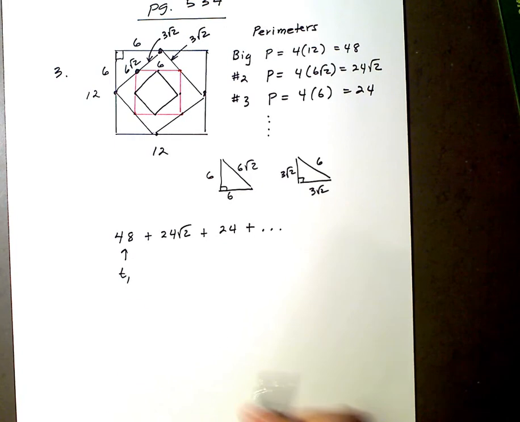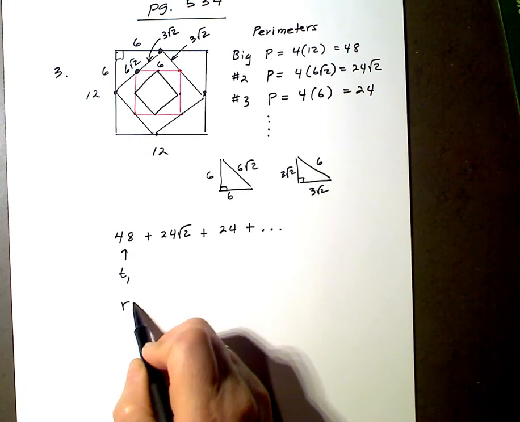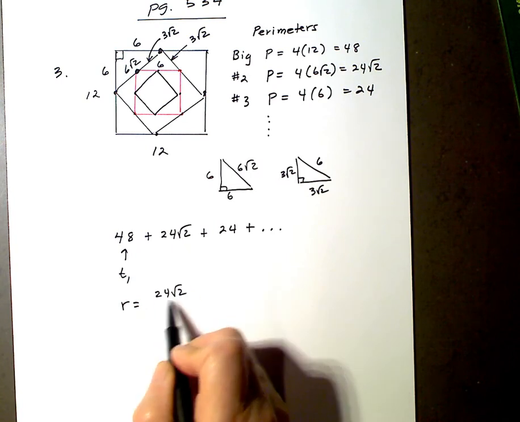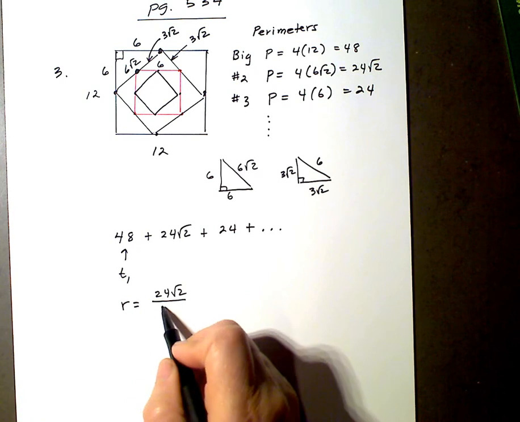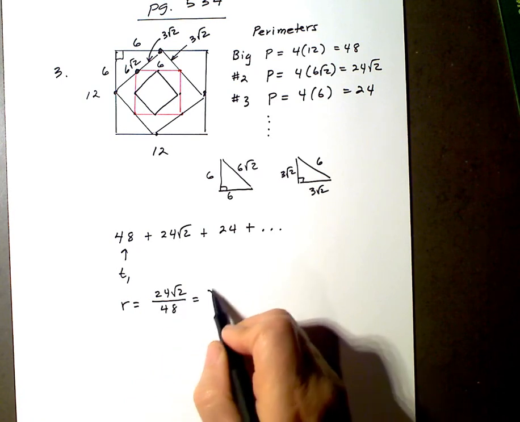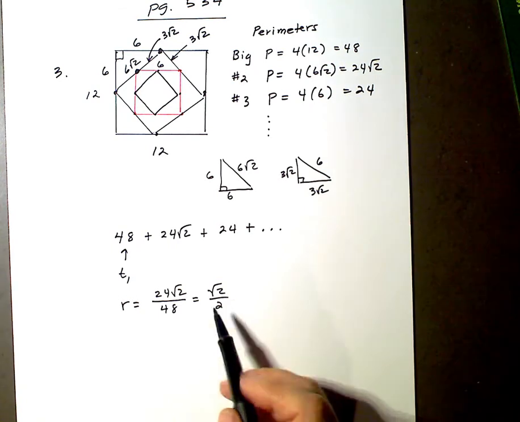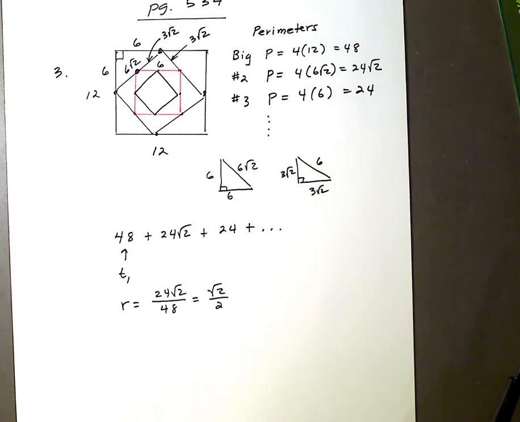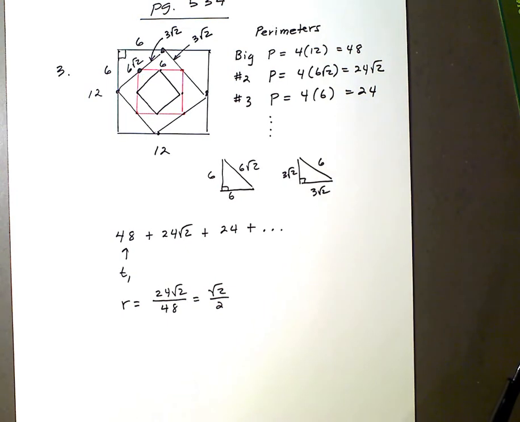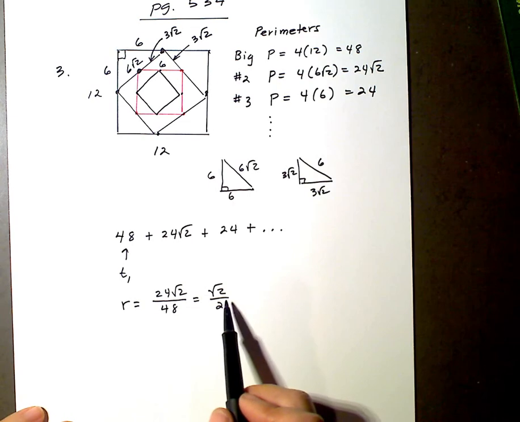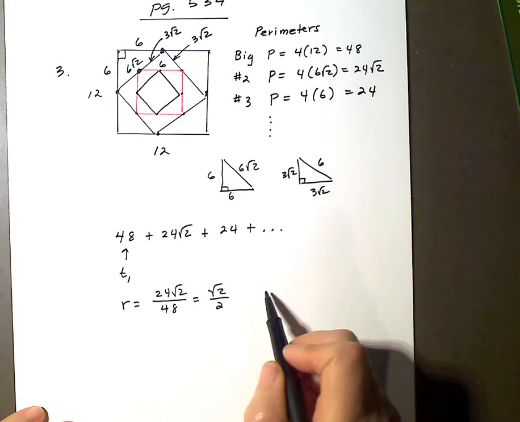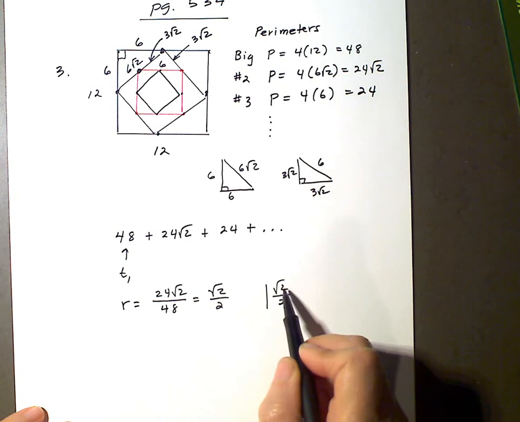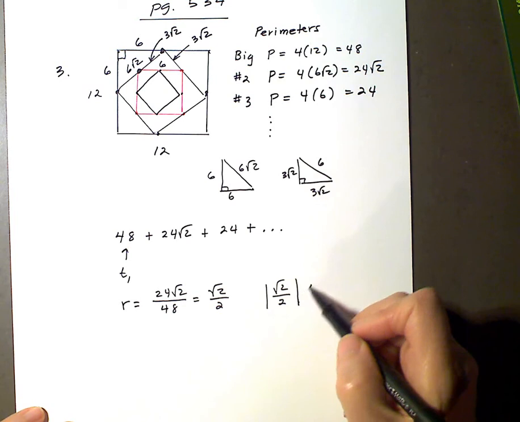So what is the common ratio? The common ratio is, if I take the 24 root 2 and I divide it by the term in front of it, 48, I get root 2 over 2. And you can check that when you multiply this term by root 2 over 2, you will get 24. So that would be the common ratio. And this is definitely less than 1, because the square root of 2 is less than 2. So if the numerator is smaller than the denominator, then that's less than 1.